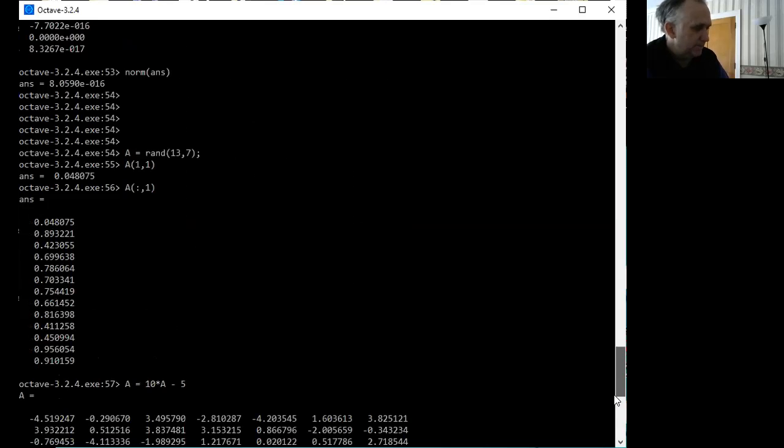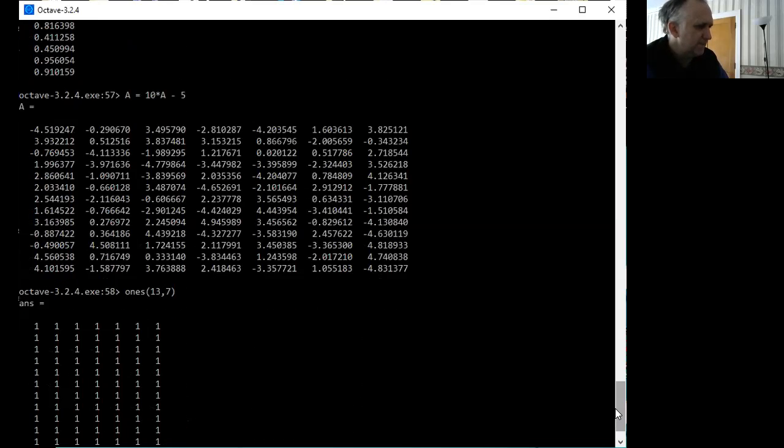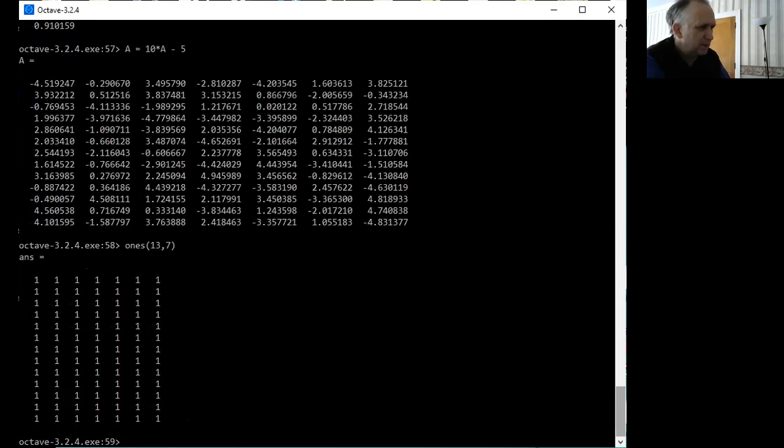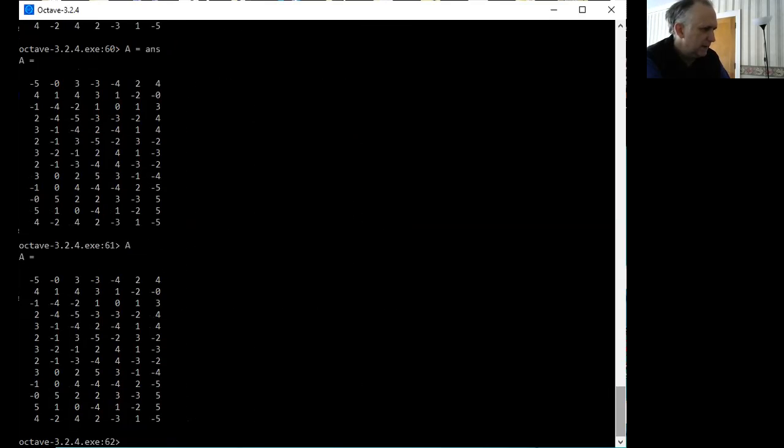Okay, so now I've put A between -5 and 5. I would like to maybe round it so that I'm not looking at all those digits. So let's see what we get if we type round A. Yeah, that's nice, right? So let's have A equal ans now. Okay, now if I type A, A is assigned to this matrix.